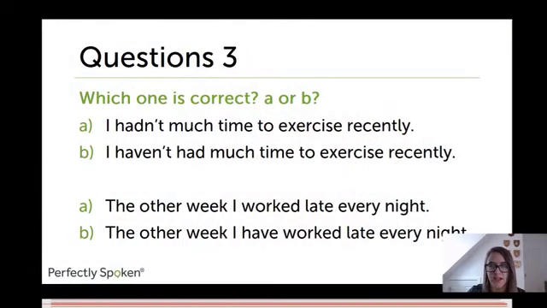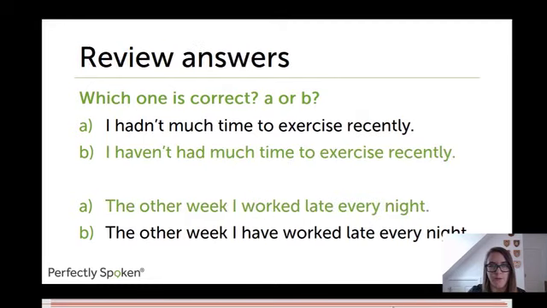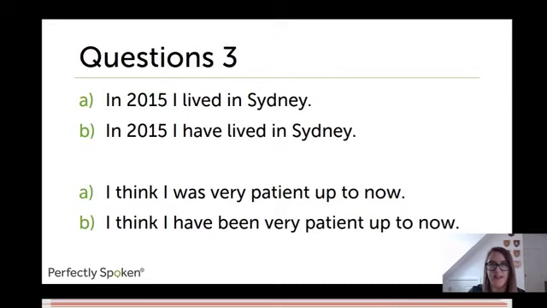So pause the slide. And pause the slide again. Okay, what do you think? Are you feeling confident? I think this is a slightly easier exercise because once you've spotted the word, you know which tense you need to use. But let's check together.